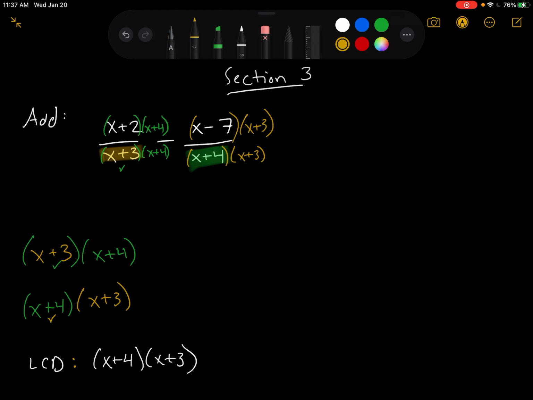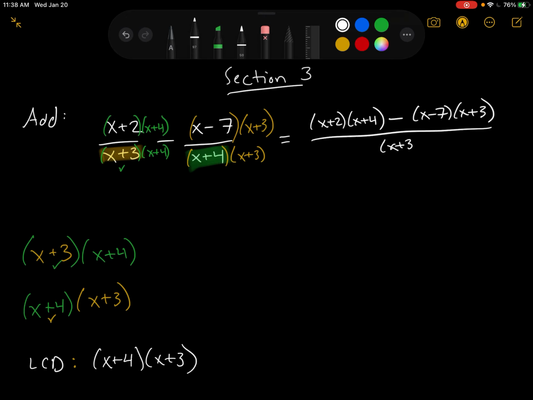So now that we do have the same denominator, we are allowed to, on the top here, go ahead and add straight across. So we end up with x plus 2 times x plus 4, and all of this is minus x minus 7 times x plus 3. And then again, our common denominator here of x plus 3 times x plus 4. Well, in this situation here, it looks like we have a whole lot of algebra left to do.